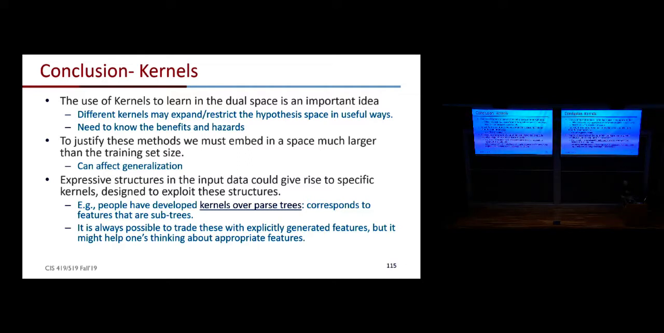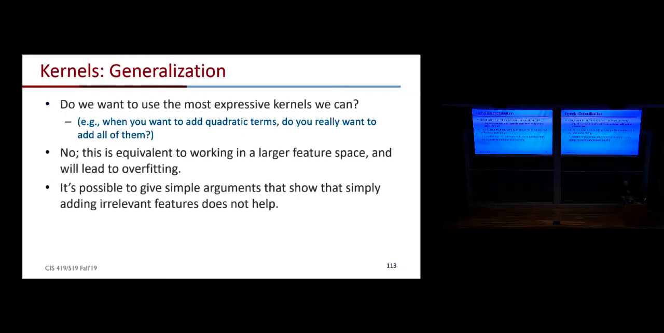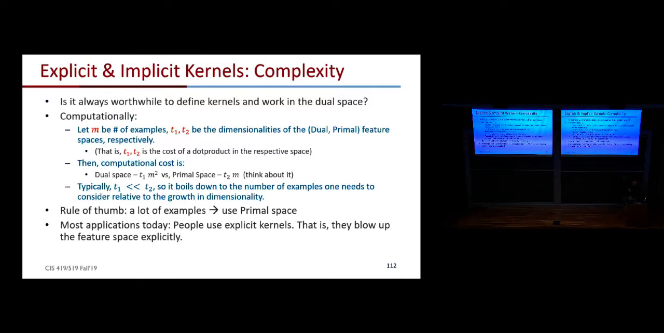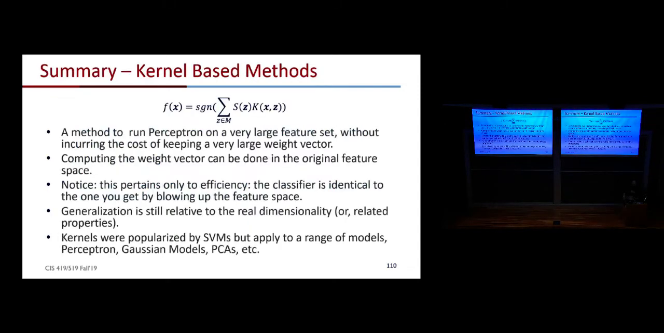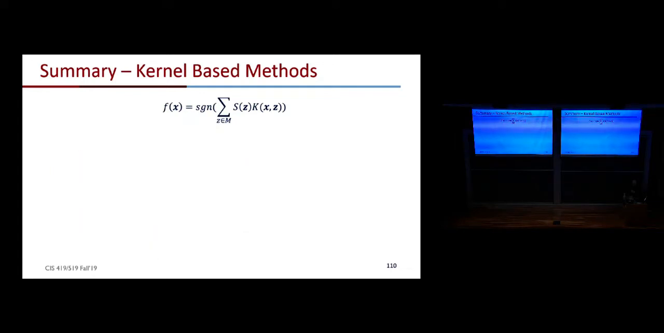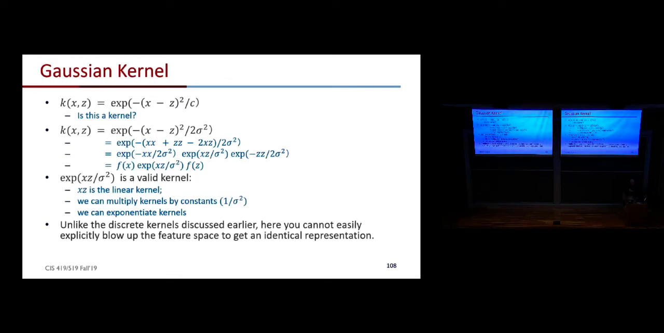So in fact, if you really think about it carefully, I kind of cheated a little bit with my last comment here, where I said that unlike discrete kernels, here we cannot easily explicitly blow up the feature space. Really you can, because once I give you a finite set of examples, you can actually compute the kernel matrix. But still people think about it as an infinite dimensional thing, which it is not. It's really a function of the examples that you have. So the kernel matrix is a square matrix over the examples that you're given.